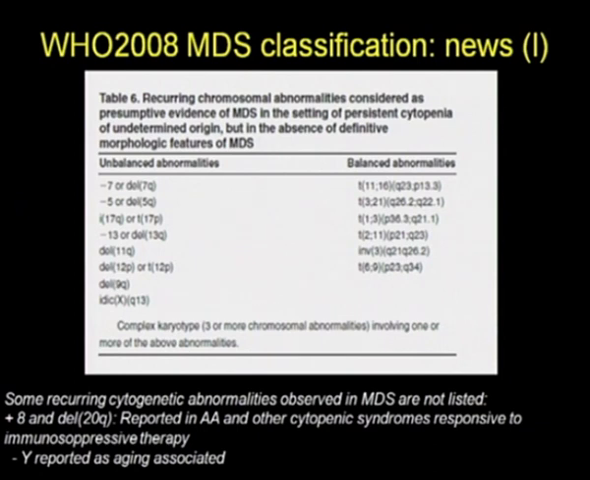This means that you have a patient with cytopenia, you have not enough dysplasia in the series to report on the myelogram this erythropoiesis, this granulopoiesis, or this megakaryopoiesis. You perform cytogenetics, you find these abnormalities, and this patient is classified as MDS.